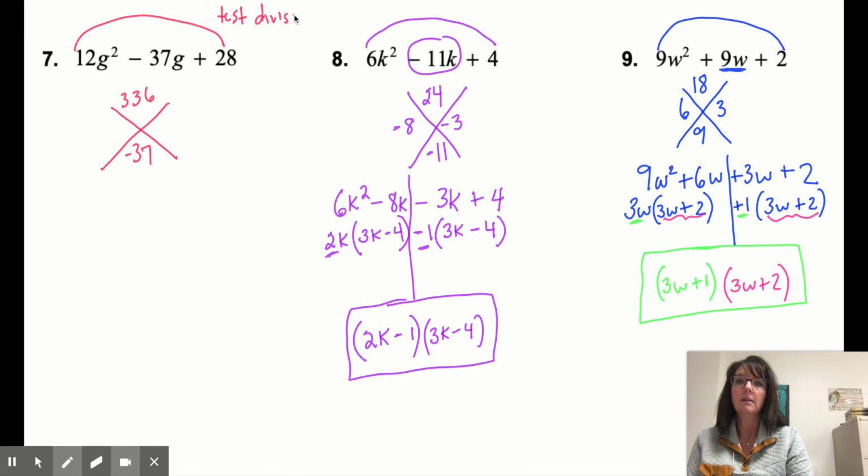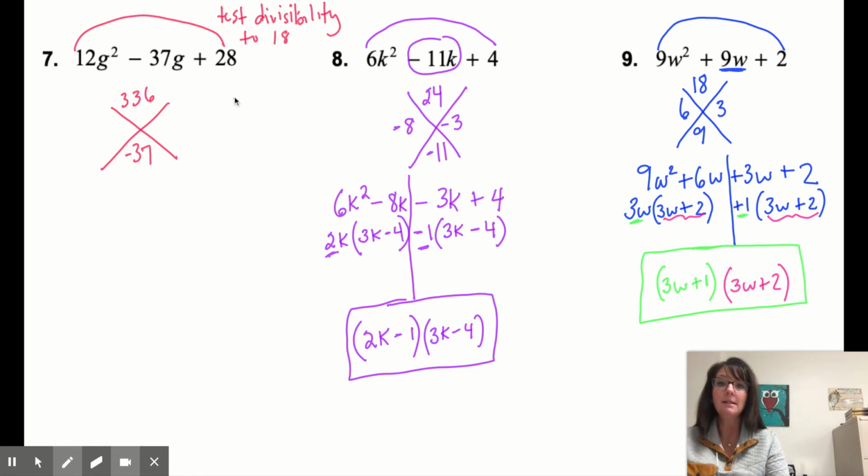I need to test divisibility up to 18. So that's a lot of numbers, so you might still need to make a table. But some of these numbers aren't going to make sense, because with 1 times 336, remember that we need the sum to be 37 as an absolute value, and then we'll deal with the integer part of it in the negatives. But we could go through the list.